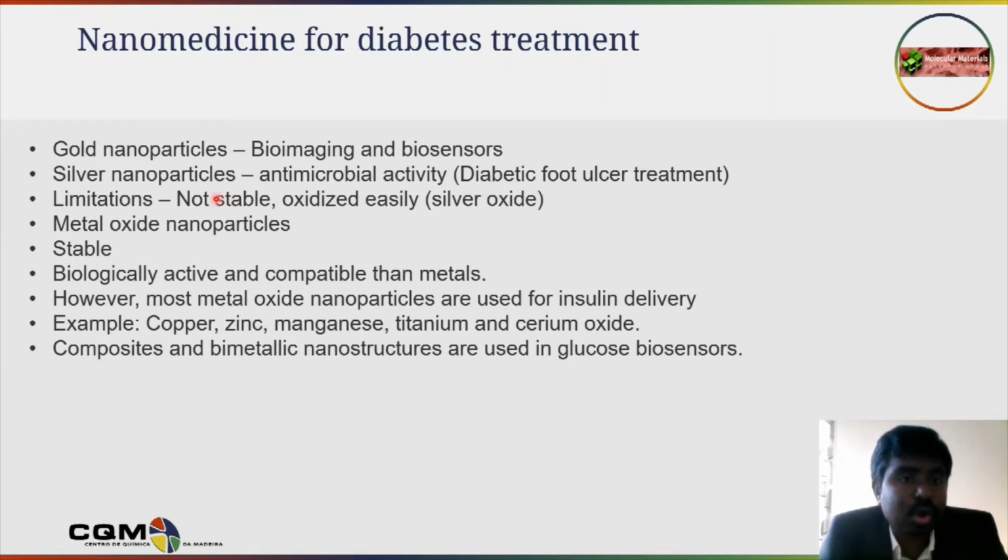But the limitation of these metal-based nanoparticles is that they are not stable and they get oxidized easily. For example, silver can be converted into silver oxide. So that's why we prefer metal oxide nanoparticles compared to metals, as they are stable, biologically active and more biocompatible than metals. However, most metal oxide nanoparticles are used only for insulin delivery, as I mentioned before. For example, copper, zinc, manganese, titanium, and cerium oxides. And composites and bimetallic nanostructures are used in glucose biosensors.